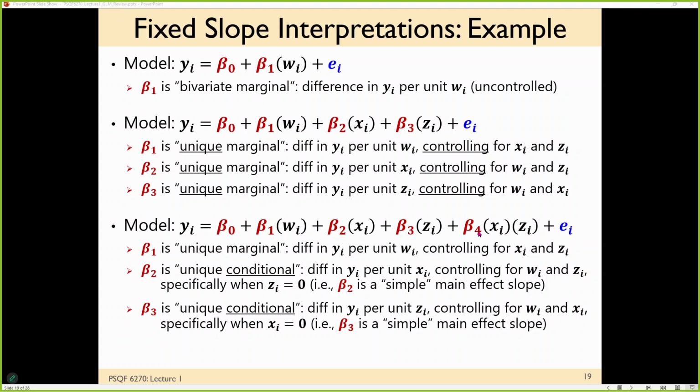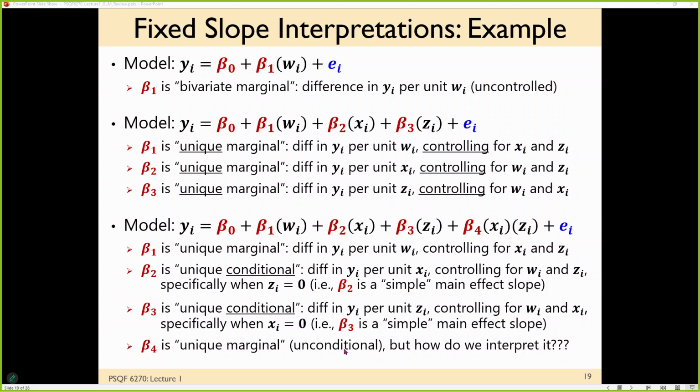What about beta 4? How would I talk about that? Unique marginal or unique conditional? Oh, we got both answers. It's tricky. Let me ask you this. Are there any other slopes in the model that are attached to both x and z at the same time? Nope. Therefore, marginal.